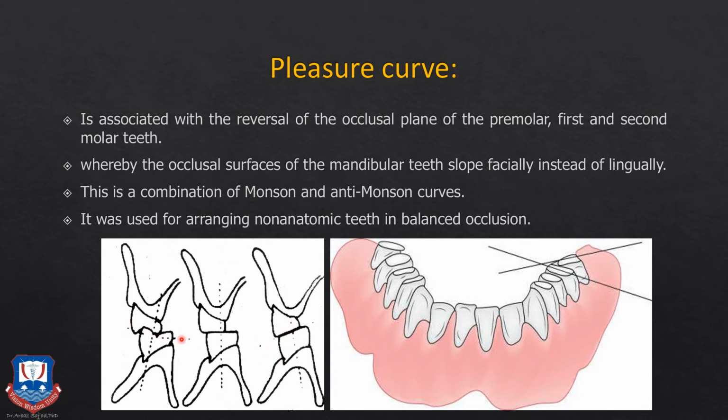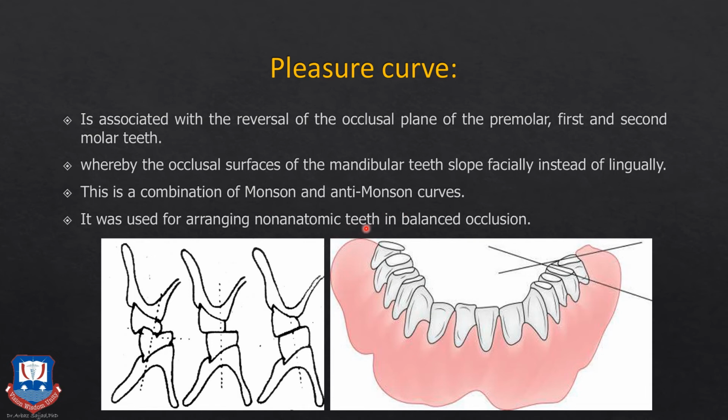So these three are a combination of the Pleasure curve. This Pleasure curve is a combination of the curve of Wilson, the reverse or anti-Monson curve, and the first molar is set at a flat occlusal plane. So the Pleasure curve is the combination of the curve of Monson and the anti-Monson curve.